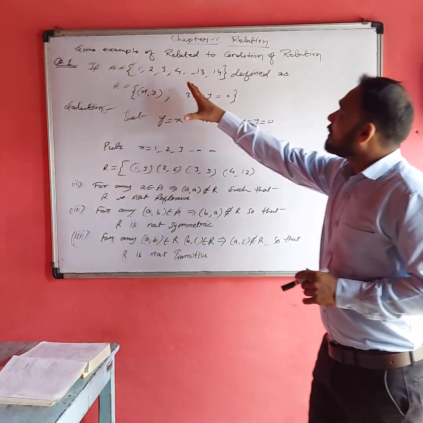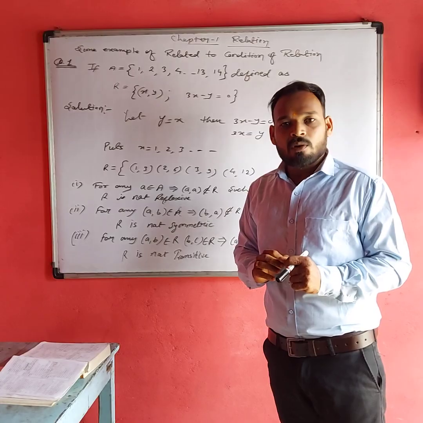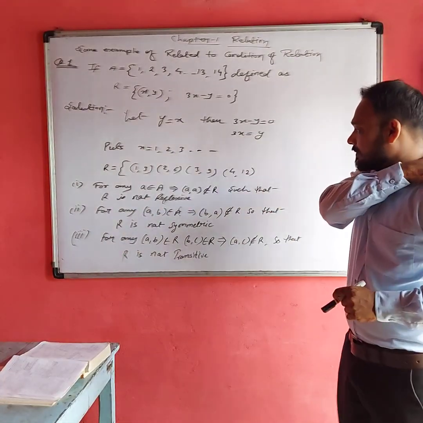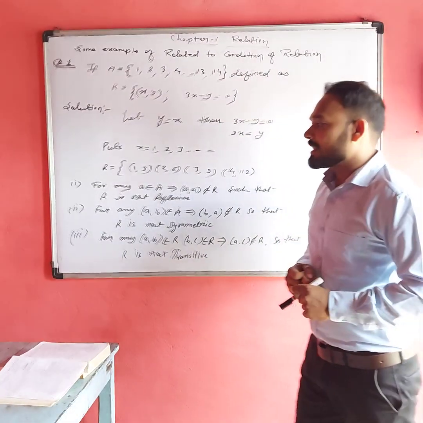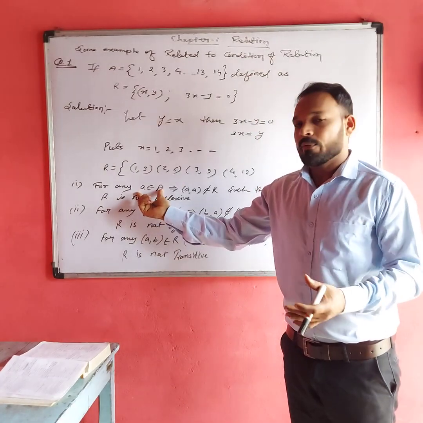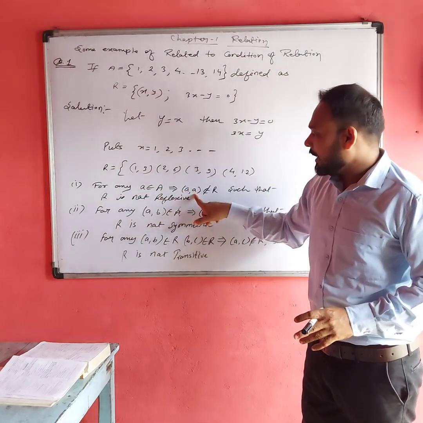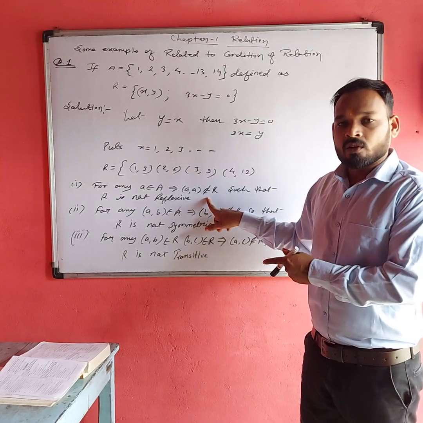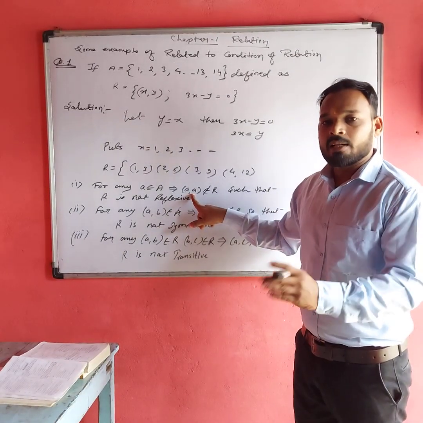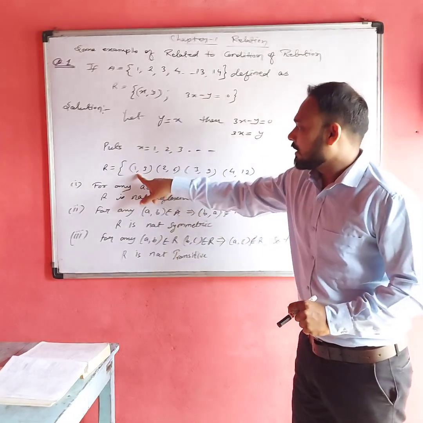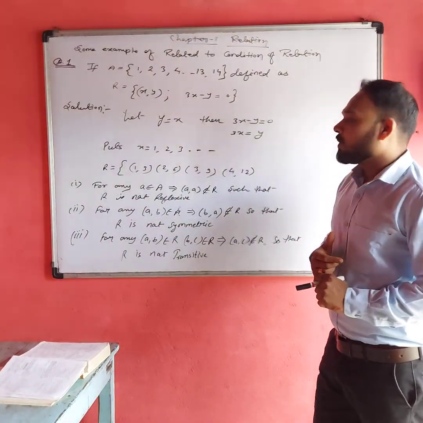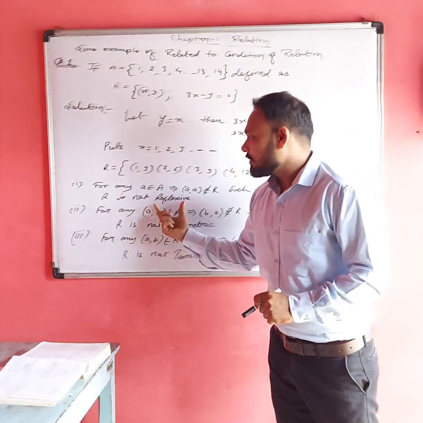Now we check whether this relation follows the conditions of reflexive, symmetric and transitive or not. First condition: for any a belonging to A, (a, a) belongs to R. This is the condition of reflexive. Here (a, a) means both are the same, meaning x and y are the same. But in (1, 3), (2, 6), (3, 9), no pair has both the same. Then R is not reflexive.